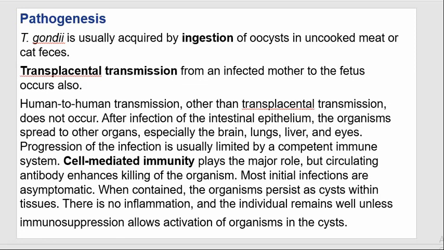transplacental transmission occurring. After infection of the intestinal epithelium, the organism spread to other organs, especially the brain, lungs, liver, and eyes. A progression of the infection is usually limited by competent immune system. Cell-mediated immunity plays the major role, but circulating antibody enhances killing of the organism. Most initial infections are asymptomatic. When contained, the organism persists as cyst within tissue. There is no inflammation and the individual remains well unless immunosuppression allows activation of organism in the cyst.